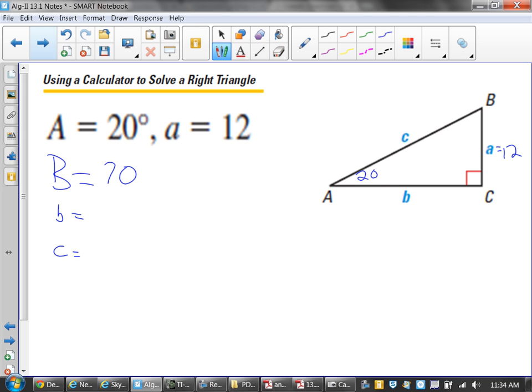So, when I set these problems up, I always circle where I'm starting. I identify my parts of the triangle. This is my opposite. I know this is my hypotenuse, because it's across from the right angle, which gives me the adjacent. So, in order to solve for the adjacent, knowing the hypotenuse and the angle, what trig function? Tangent.